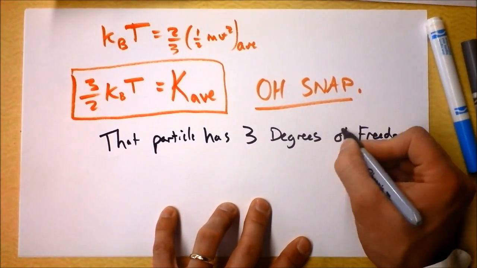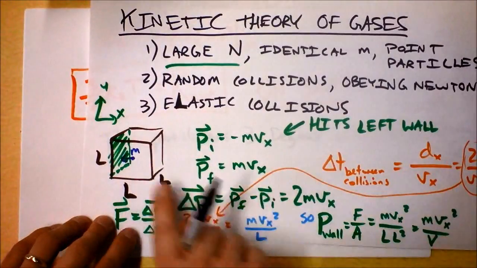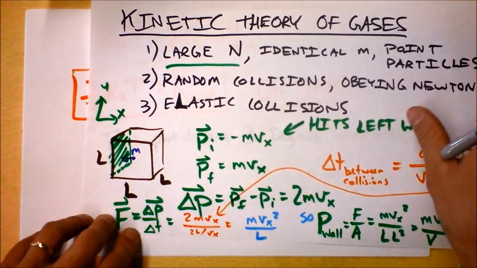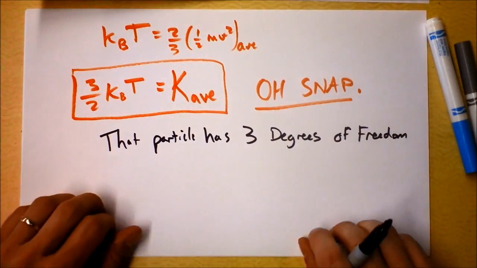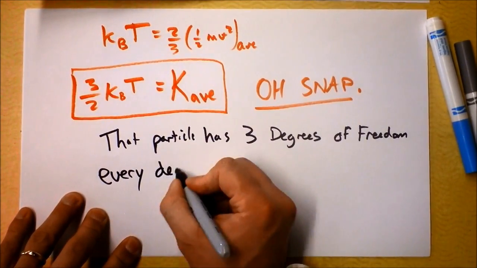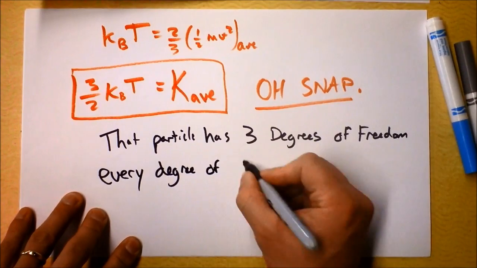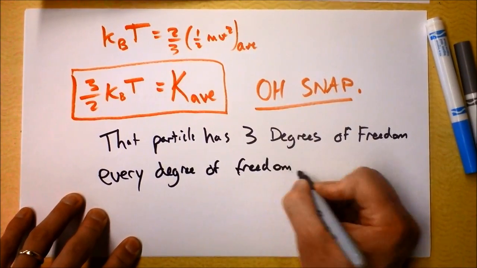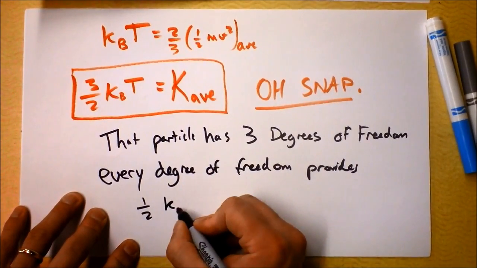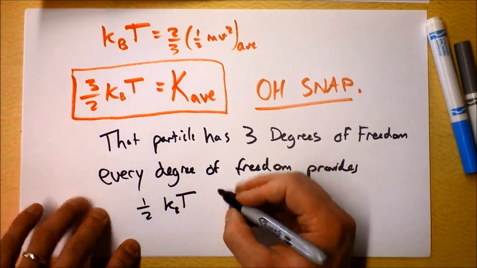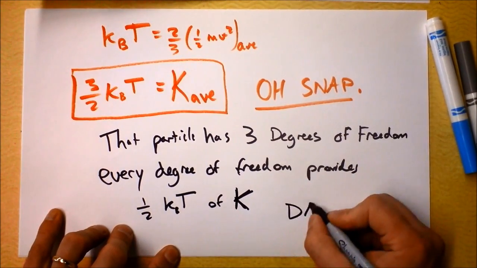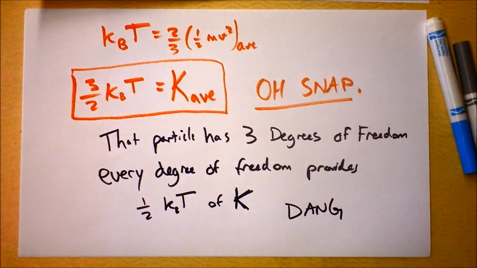Which means it can move as fast as it wants in the up and down, as fast as it wants in the over, and as fast as it wants in the forward-back direction. So it has 3 degrees of freedom, and guess what? Every degree of freedom provides 1/2 K times T of kinetic energy. And then we'll just say, dang, and let you soak that sucker up.